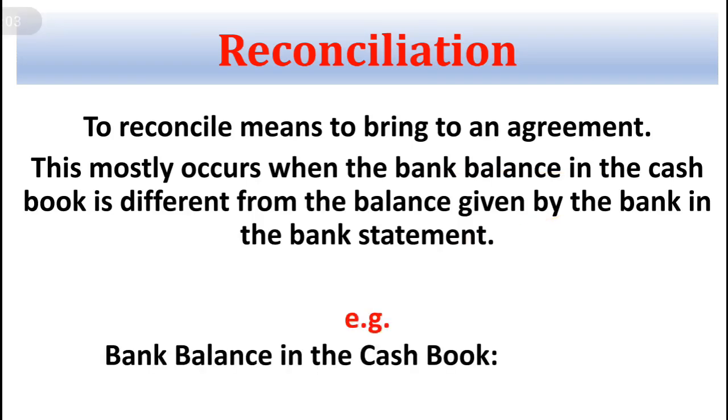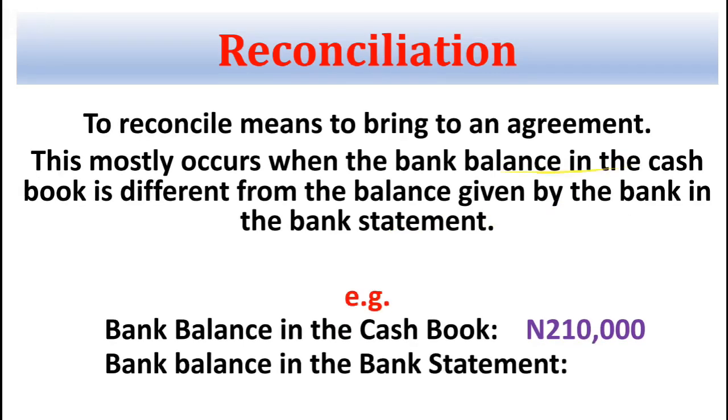For example, the bank balance in the cash book showed a balance of 210,000 naira. Which means the business believed that, okay, they have 210,000 naira in bank. But by the time the bank presented the bank statement, it showed an amount of 185,000 naira, a whole 25,000 naira difference. Where is this money hiding? So that's the question. That is the essence of the bank reconciliation statement.